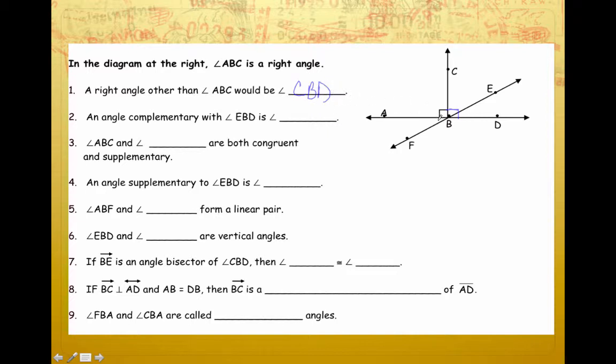An angle which is complementary with EBD is therefore CBE because they make a right angle or a corner. So CBE.